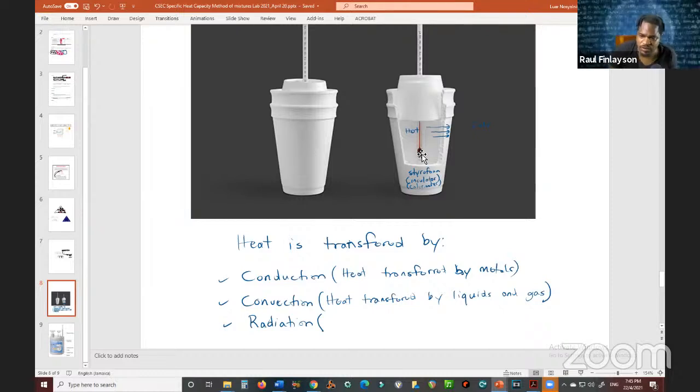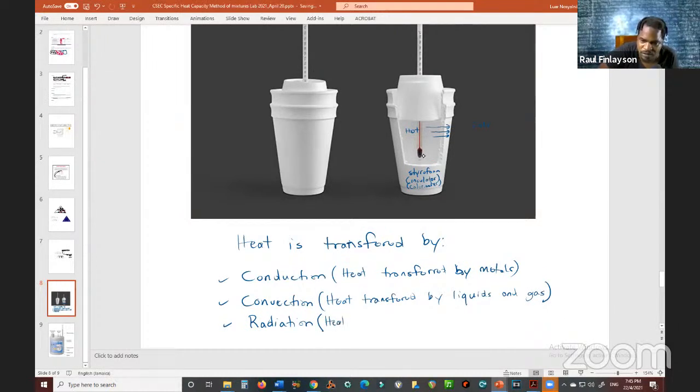However, radiation is something that you can't prevent, because what you're feeling on the outside of the styrofoam cup is, in fact, the radiated heat from the hotness inside of the cup. And what I'm explaining for the styrofoam cup is the same thing for the calorimeter. Remember the design of it, the only thing that the calorimeter would add to this now is the radiation protection.